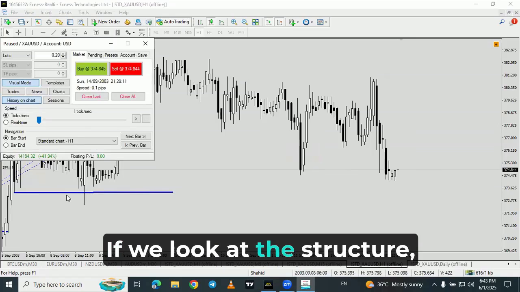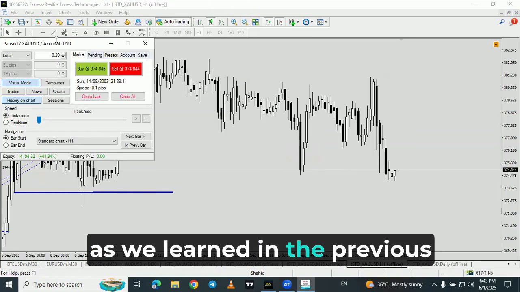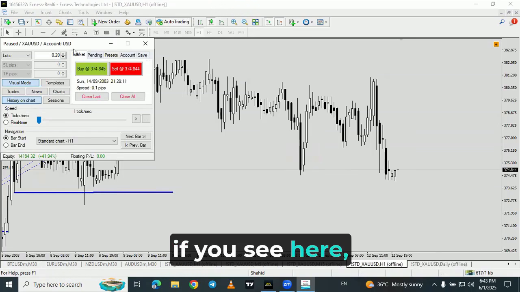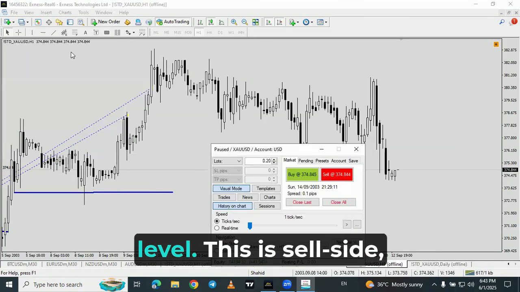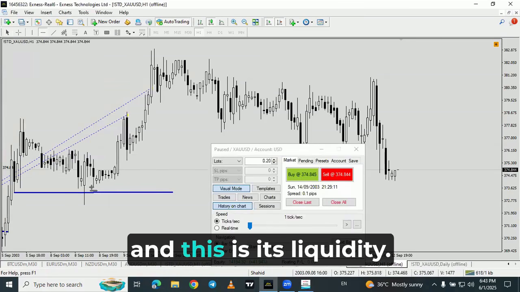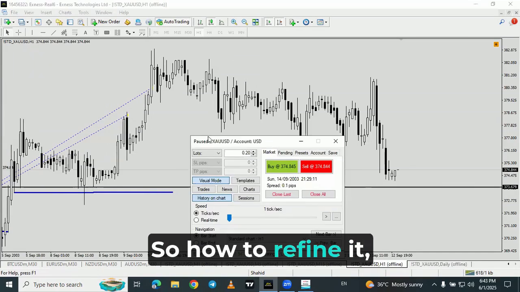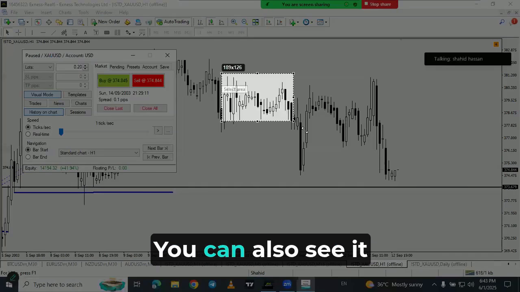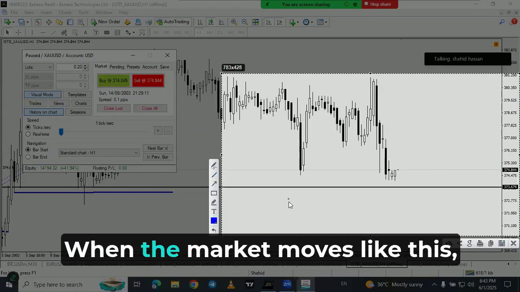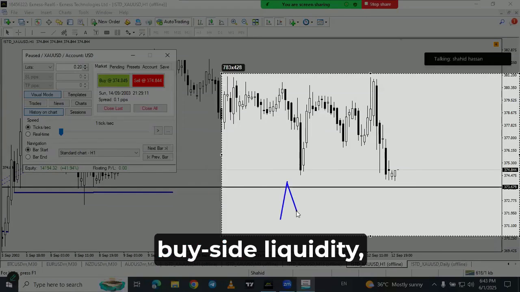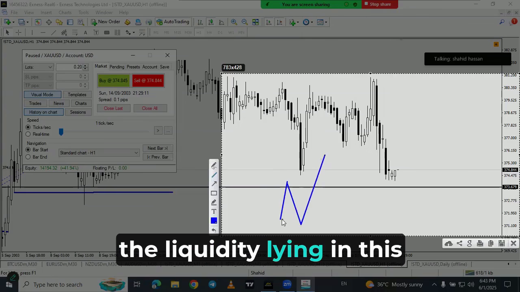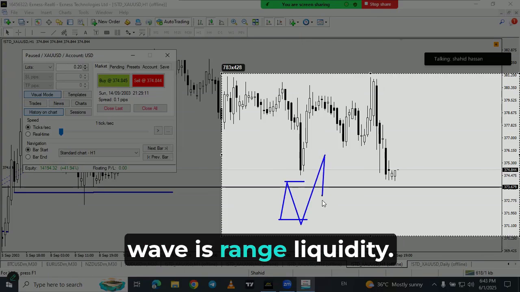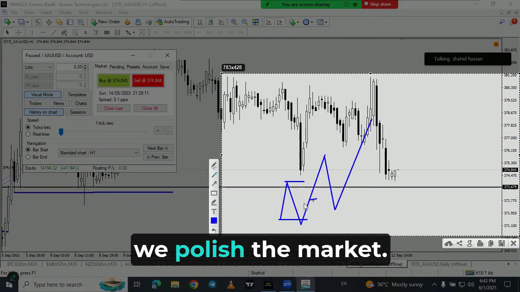If we look at the structure, as we learned in the previous class, all right. Now, if you see here, let's refine its liquidity level. This is sell side, buy side, and this is its liquidity. So how to refine it? I'll simply tell you. You can also see it on the line chart. When the market moves like this, taking sell side and buy side liquidity, the liquidity lying in this wave is range liquidity. After doing this, we polish the market.